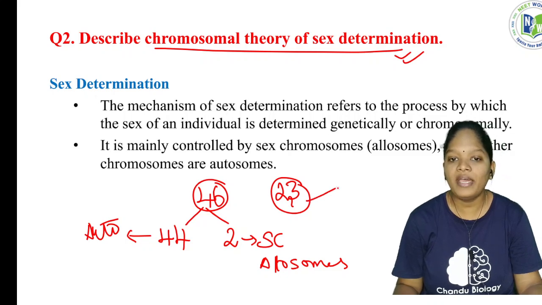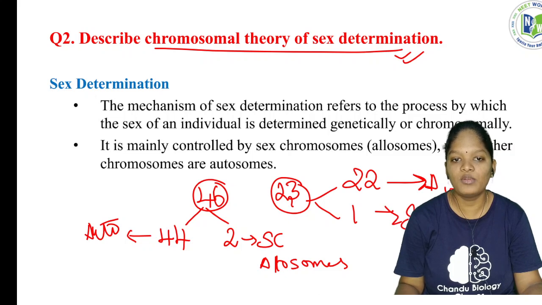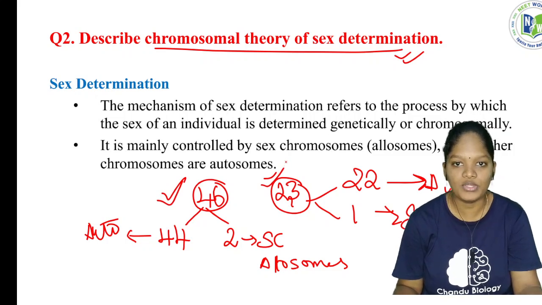And in pairs, 22 pairs of chromosomes are considered autosomes, and 1 pair of chromosomes is considered the sex chromosomes. Okay, so in the case of human beings, there are 46 chromosomes in total, and in pairs they exhibit as 23 pairs of chromosomes.